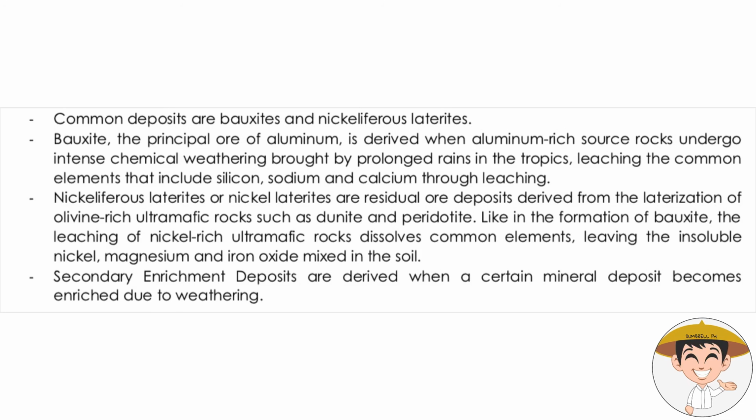Next, we have nickeliferous laterites, or nickel laterites, which are residual ore deposits. These are derived from the laterization of olivine-rich ultramafic rocks such as dunite and peridotite. Like in the formation of bauxite, the leaching of nickel-rich ultramafic rocks dissolves common elements, leaving the insoluble nickel, magnesium, and iron oxide mixed in the soil. Secondary enrichment deposits are derived when a certain mineral deposit becomes enriched due to weathering. Okay, so that is for residual ore deposits.